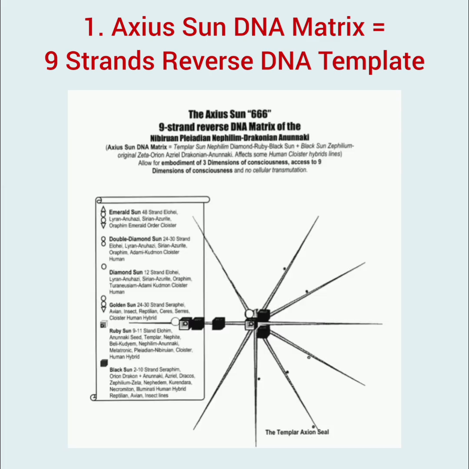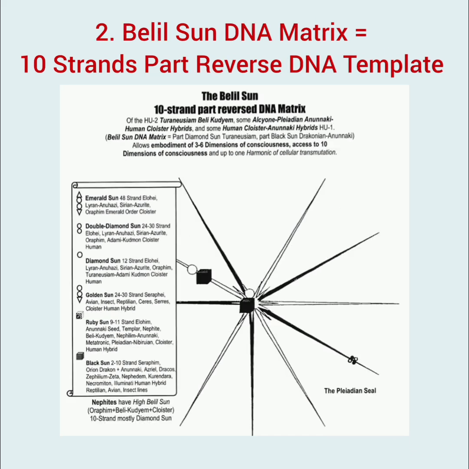So the first one is Axios Sun DNA matrix, which is 9-strand reverse DNA template, and they are called as Nibiruan, Palladian, Nephilim, Draculan, Anunnaki races, and they are incarnating from the 9th dimension. So the second one is Bellel Sun DNA matrix, which is 10 strands part reverse DNA template, and they are incarnating from dimension 10, and they are actually called as part Diamond Sun Turanism, part Black Sun Dracolian Anunnaki races, calling the Bellel Sun DNA matrix incarnating from dimension 10.